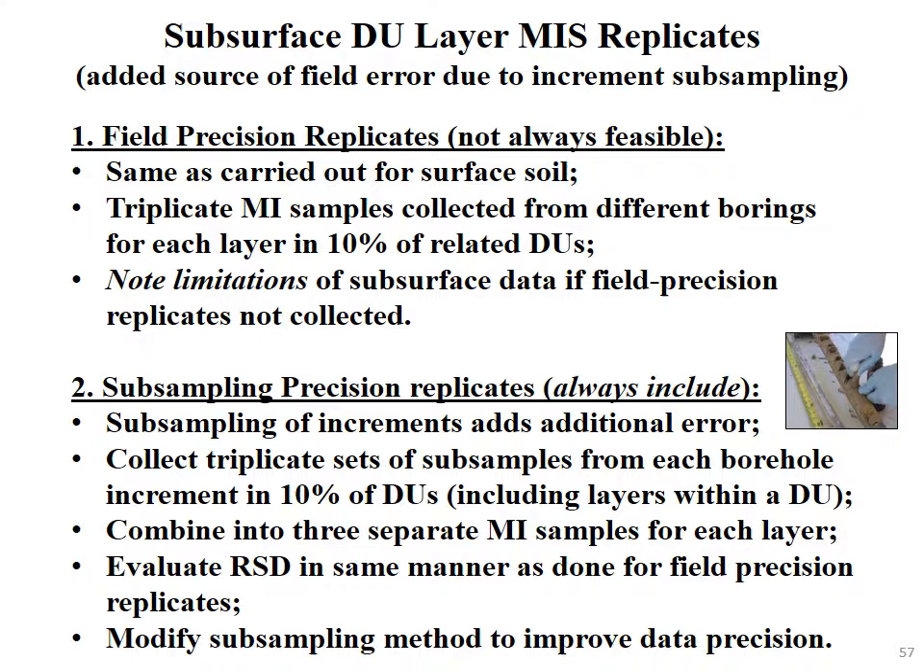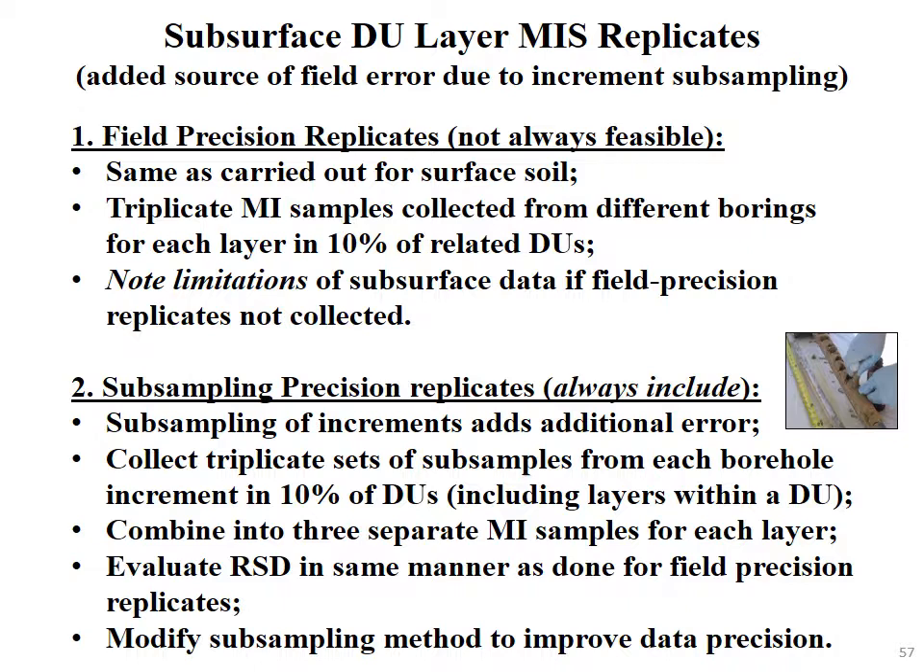Now, we talked about replicates already. With subsurface replicates, sometimes it's just not going to happen. For whatever reasons, you're not going to be able to collect 90 cores from a single DU, especially at an active facility, a commercial site or something where it's paved or there's a building and such. So in this case, collecting field precision replicates, where you collect completely independent sets of replicate samples, isn't going to happen. If that is the case, then you just need to note the limitations of your subsurface data and the limitations on the field precision of the samples.